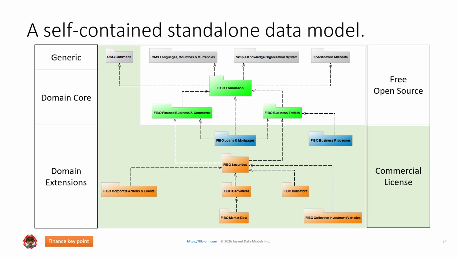So the core is a self-contained standalone data model. Here is the free open source, and it includes the generic modules like SKOS specification metadata and OMG languages, countries, currencies, and the domain core. These are the core FIBO modules: foundation, finance, business and commerce, and business entities. And then the commercial license number 1 now includes the OMG Commons ontology library, and that has replaced many entities in the domain core, in particular in FIBO Foundation. And we get additional modules for loans, processes, and then securities, corporate actions, derivatives, and indicators.